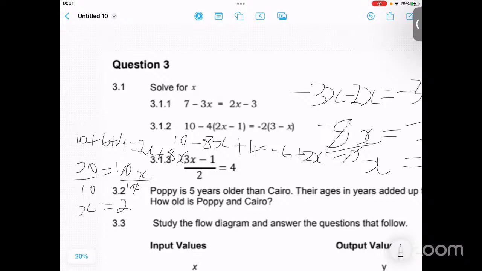Okay, is everybody getting a 2, or did everybody get a 2? Mangaliso, did you also get a 2? Neki, did you also get a 2? Yes, ma'am. Okay, cool. I'm just gonna wipe this so that we do this one. So this one, it's 3.1.3. They say 3x minus 1 divided by 2 is equal to 4. Do you guys have an idea of how we're gonna do this?